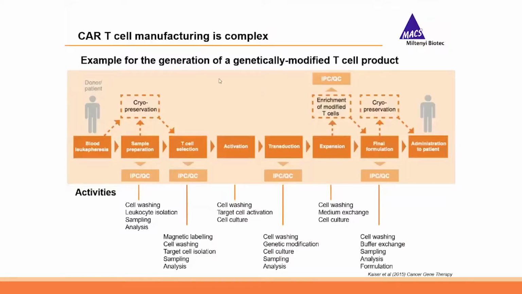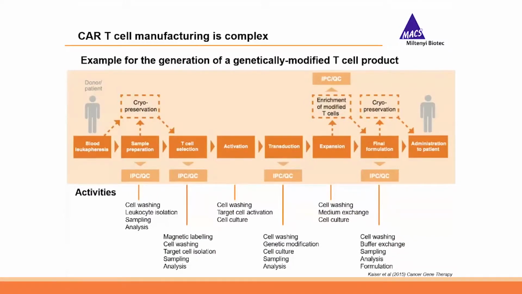So in review, CAR T-cell manufacturing is a complex process. It starts with the sample preparation and goes through a various array of different selections, expansions, activations, transduction, and then of course the final product formulation. During that time, it's necessary to run different IPC and QC steps to ensure the consistency, reproducibility, and that the product is progressing to the expected time point.